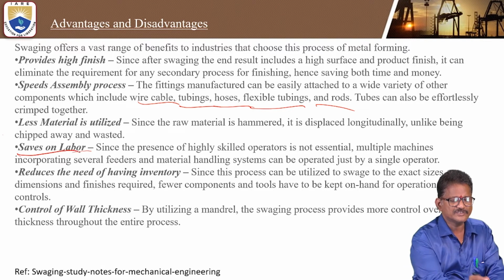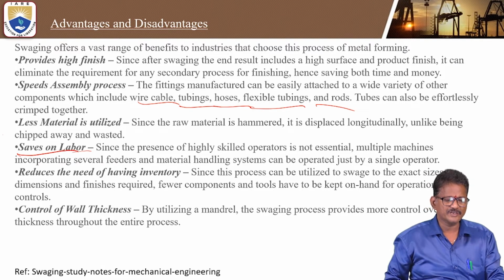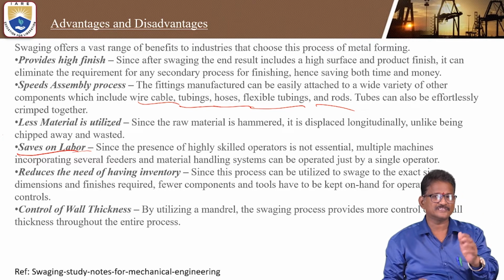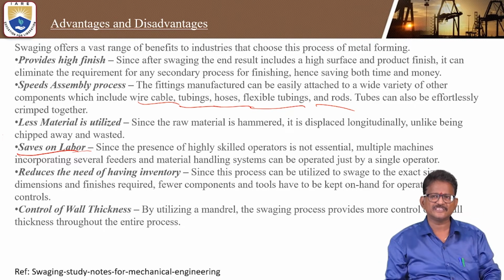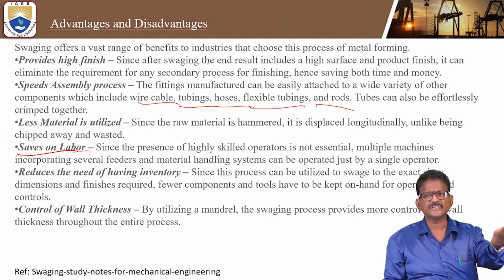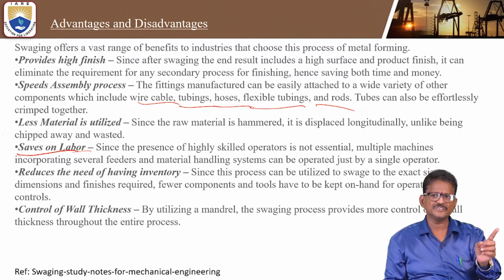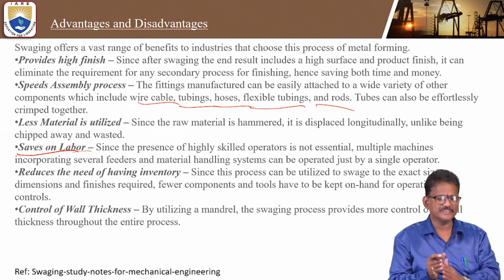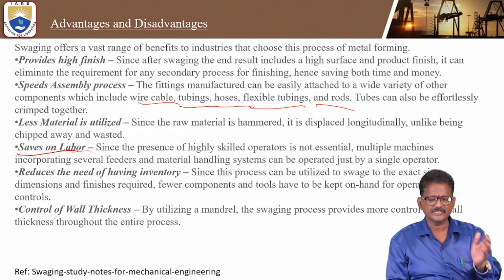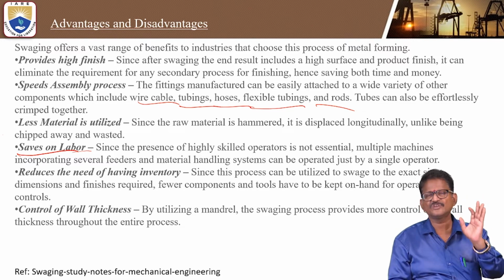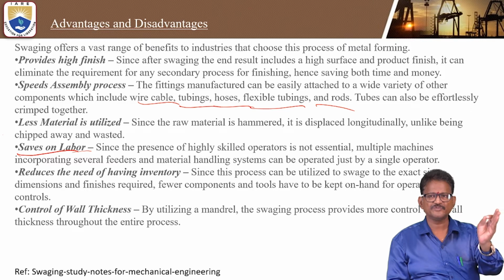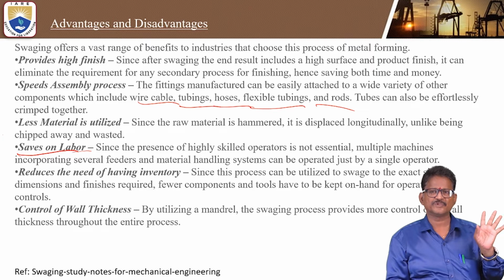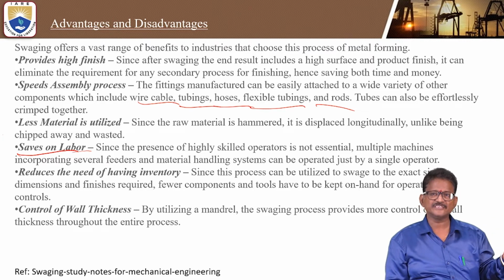So labor cost can also be saved. Why? Because here automation can be used and a highly skilled operator is not essential. Once you set it up and it is totally automated, even a layman, one human being, is sufficient to perform the whole process. Multiple machines with several feeders and metal handling systems can be operated by one single operator. When the shift starts, it can run automatically for 8 hours; one person is sufficient and need not be highly skilled.